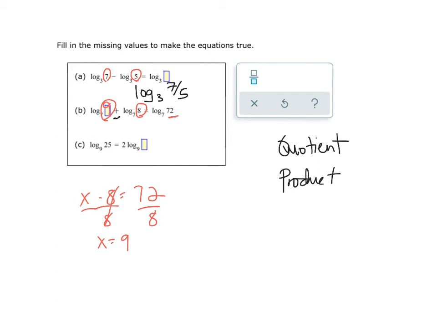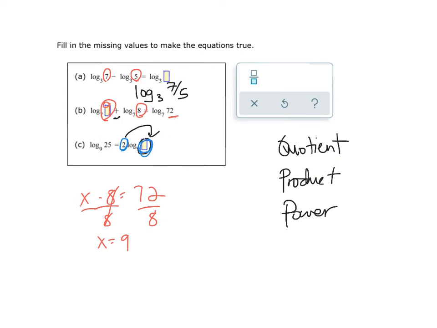And then the last one, I'm going to do this in blue. Bases are the same. This 2 in front means that we used the power property. Whenever you see a number in front of a log, we can use the power property. Well, if we reverse the power property, we just put this as an exponent. So this is some number.